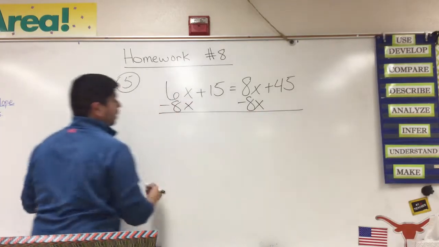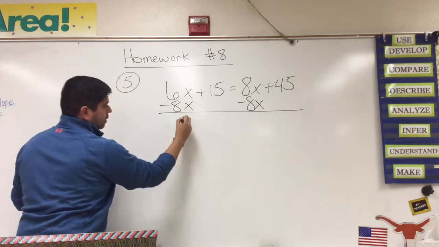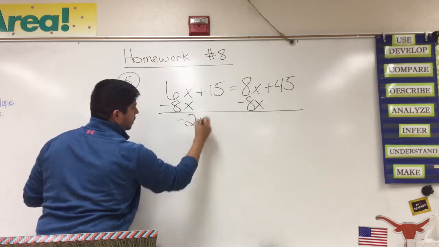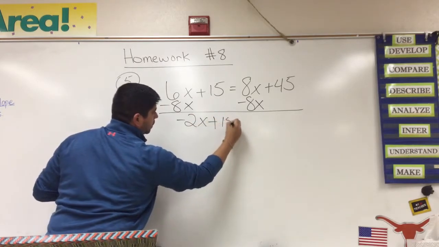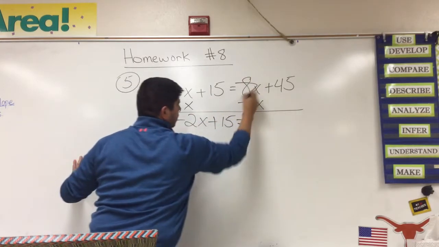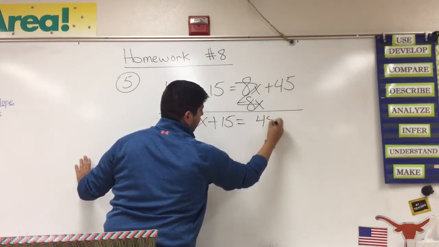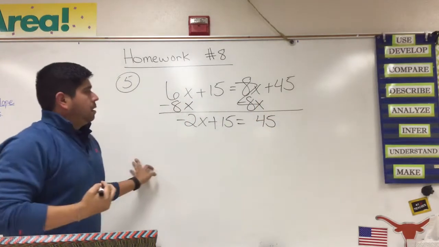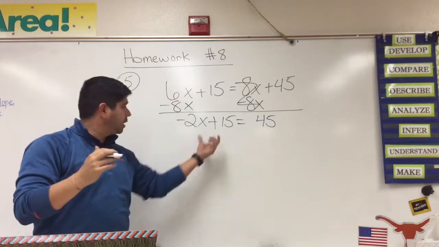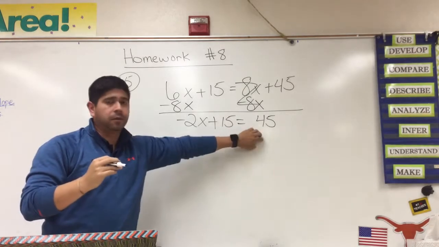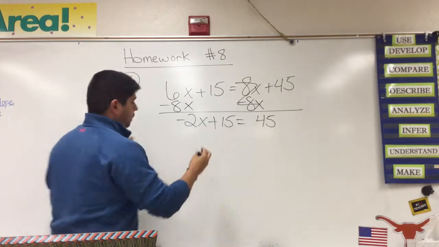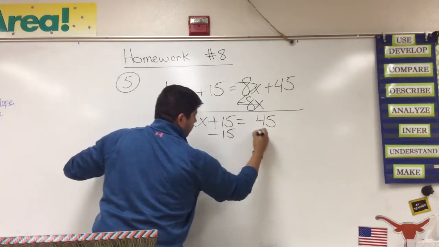Draw my line. 6x minus 8x is negative 2x. This plus 15 comes down, equals, this zeroes out, and then I have 45. So now my equation is getting smaller, so I'm going to take this 15 and I need to put it over here with the 45. So the inverse of plus 15 is minus 15.